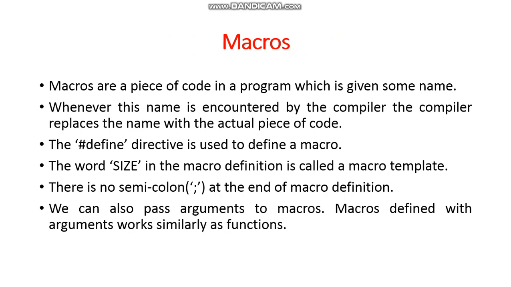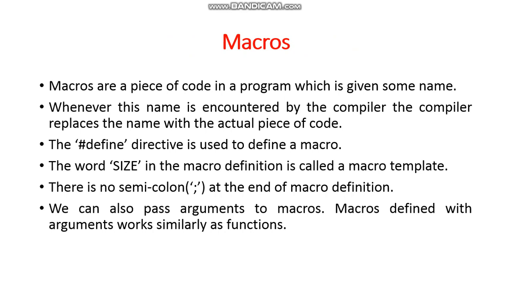First of all, let's study macros. We may use a piece of code in our program and we give it a name. And later on, we may use these lines of code by mentioning the name only in our program, thus reducing the size of our program and making it compact. So a macro is a piece of code in a program which is given some name, and whenever this name is encountered, the compiler replaces the name with the actual piece of code.